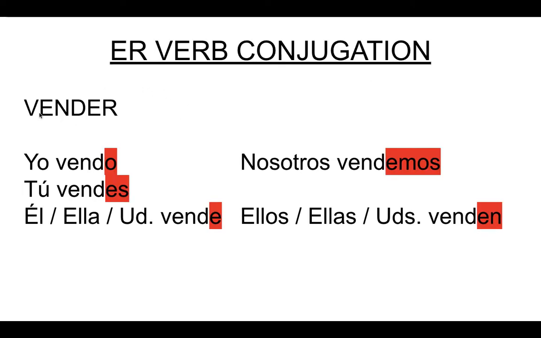All right, let's look at vender, to sell. All right, to conjugate this verb, we would drop the ER and add O, es, e, emos, en. Yo vendo, I sell. Tú vendes, you sell. Él, ella, usted vende. He, she, or you sell. Nosotros vendemos, we sell. And ellos, ellas, ustedes venden. They sell or you all sell.